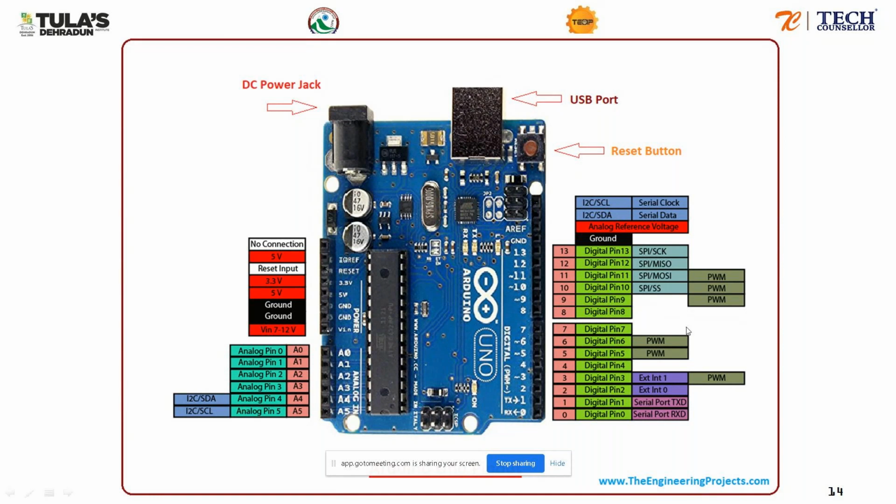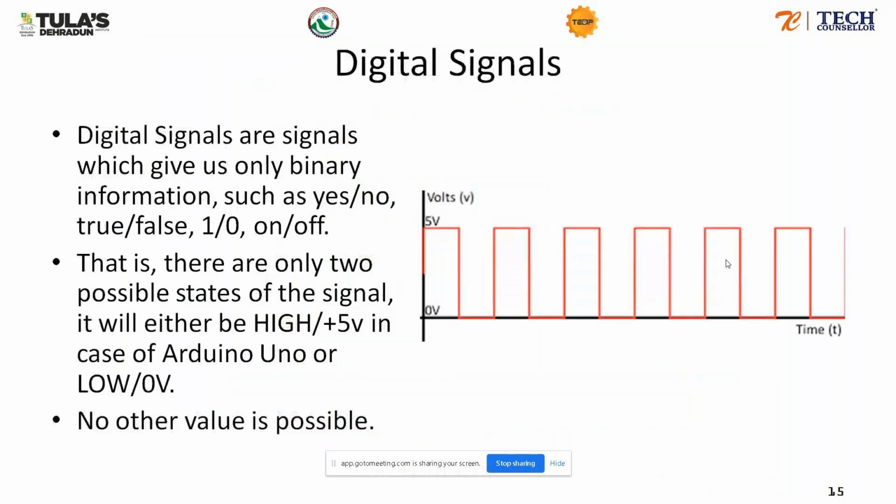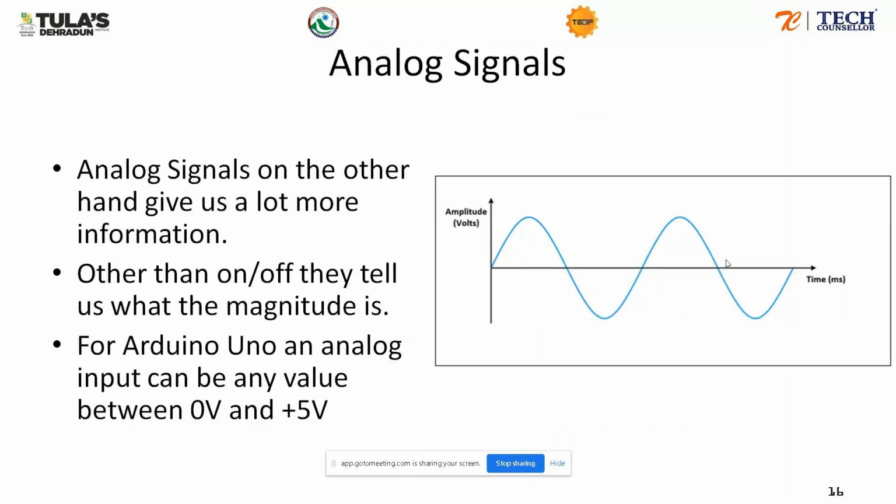And yes, there are some pins which mention PWM: pins 3, 5, 6, 9, 10, 11. We'll talk about that later in the lecture if we get time. But basically right now all you have to remember is that there are two types of pin, analog and digital. Digital: high or low, yes or no, true or false, 1 or 0, on or off. Analog: magnitude is also associated. It's 0 to 5 and any value between them.